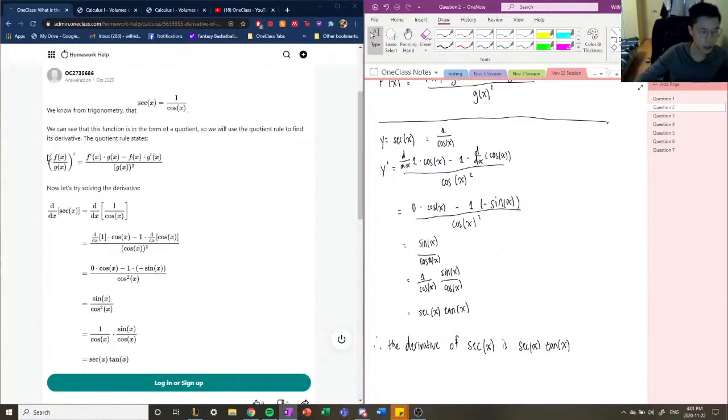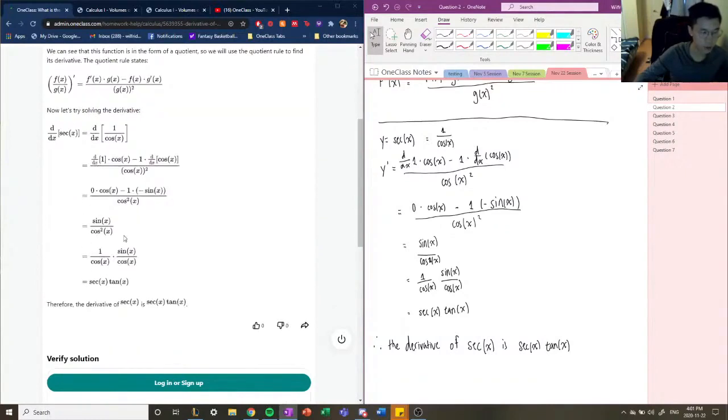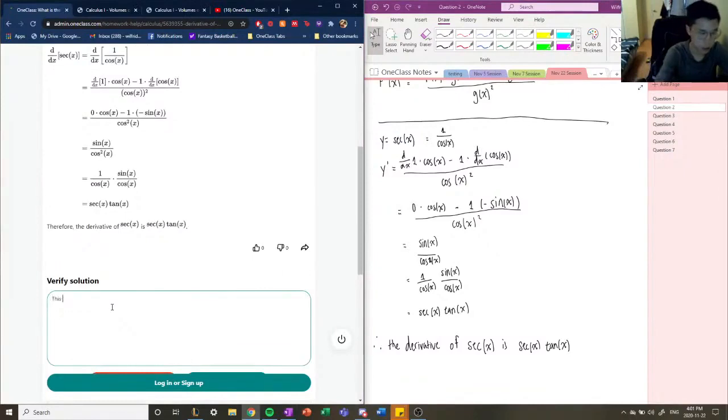So the junior tutor also did this. They stated the quotient rule, and then they correctly applied the quotient rule to find our derivative, and then they simplified and used some identities to come to the final conclusion, which is secant x tan x. So this solution is correct.